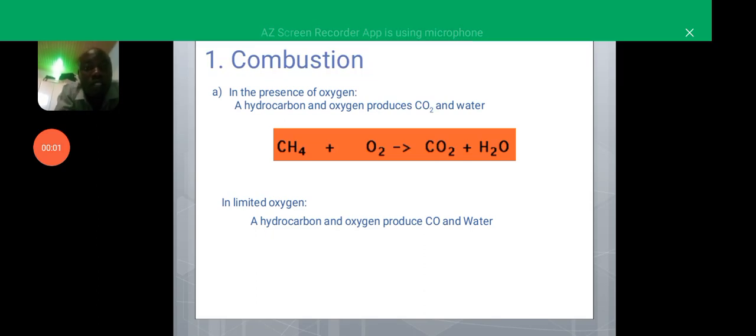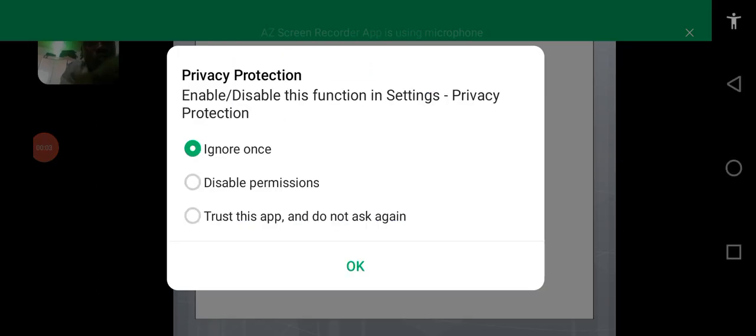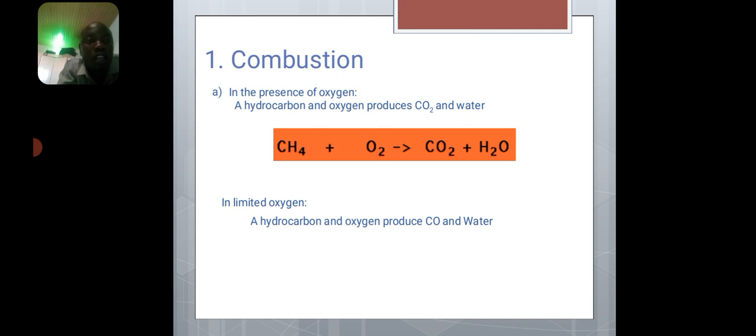Ladies and gentlemen, today we are going to look at some reactions of organic compounds, starting with combustion reaction. So, ladies and gentlemen, what is combustion reaction? Combustion reaction is a reaction in which hydrocarbons or compounds are burned or broken down in the presence of oxygen or in a limited supply of oxygen.